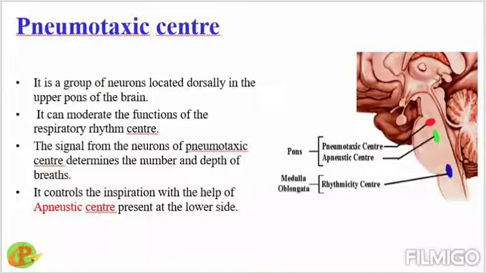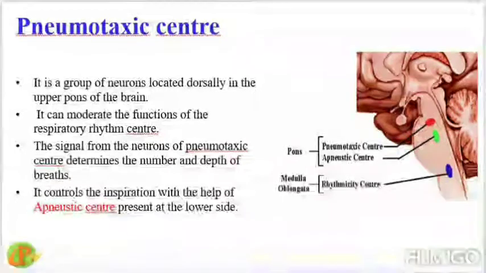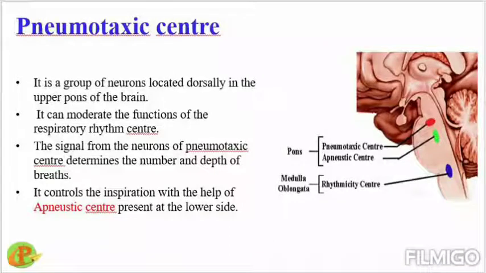Now let's discuss the pneumotaxic center. The pneumotaxic center regulates the respiratory rhythm center. It is present in the upper pons. You can see the pons is present above the medulla oblongata. So it moderates the respiratory rhythm center. The signal from this pneumotaxic center determines the number and depth of the breaths. So how many breaths we should have during 1 minute or some time interval, so that our body can get an adequate amount of oxygen, is regulated by this pneumotaxic center.